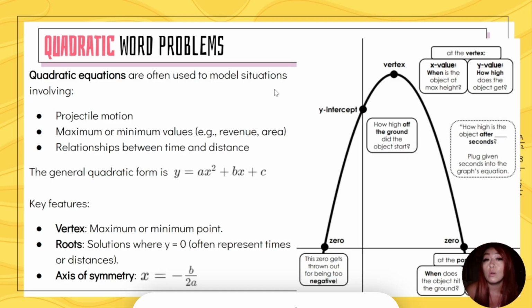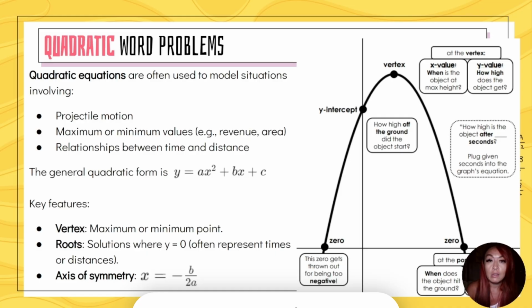Now moving on to quadratic word problems. Quadratic equations are often used to model situations that involve projectile motion, maximum and minimum values, and relationships between time and distance. So the general form of a quadratic, we've seen this before, the standard form is y equals ax squared plus bx plus c.